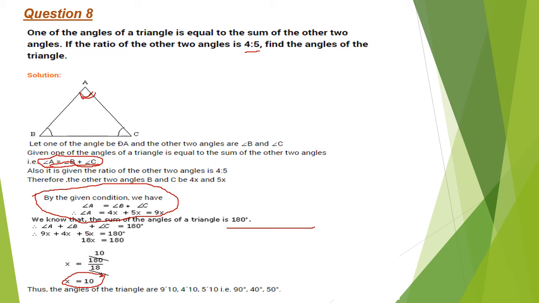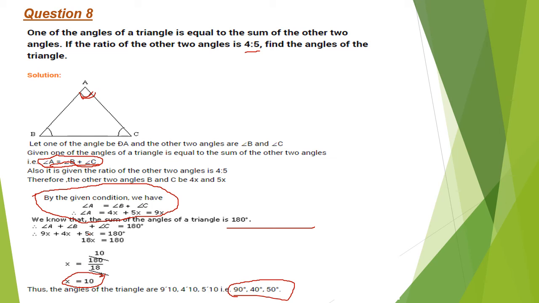What's the x value, children? 10. So the angles are 9 into 10. One of the angles is 9x, right, children? Angle A is 9x, so 9 into 10. Then angle B is 4x. The x value is 10, no? So 4 into 10. Then angle C is 5x, 5 into 10. 9x, 4x and 5x. 9 into 10, 4 into 10, 5 into 10. 9 tens are 90, 4 tens are 40 and 5 tens are 50. These are the angles of the given triangle.